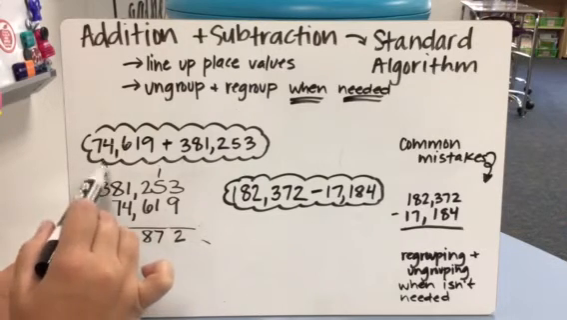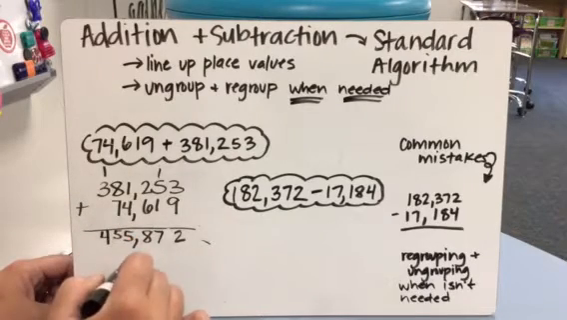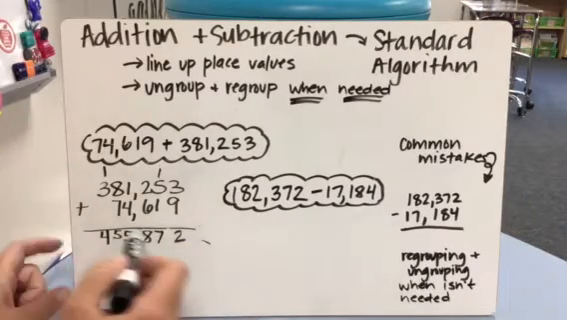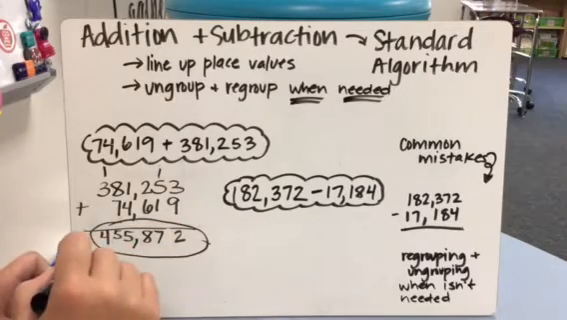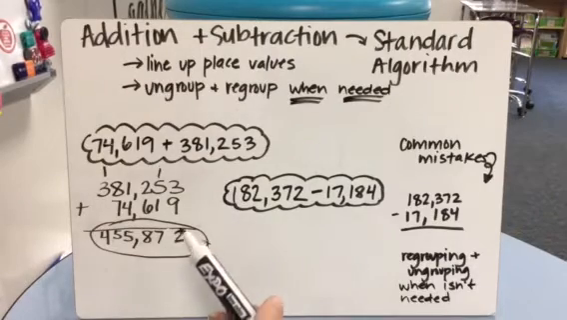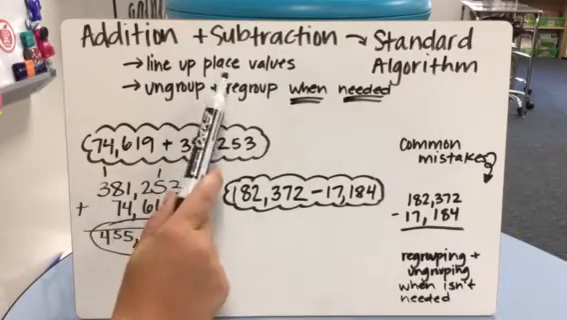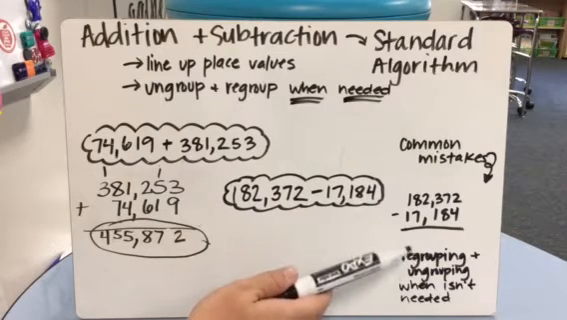Right there. And so now let me do my 100,000s. 300,000 and 100,000 is 400,000. So when I joined these two numbers, my candies, if I want to make up a little story, I have 455,872. All right, so be careful where they line up their place values and that they're only regrouping when they need to. That's a common mistake.